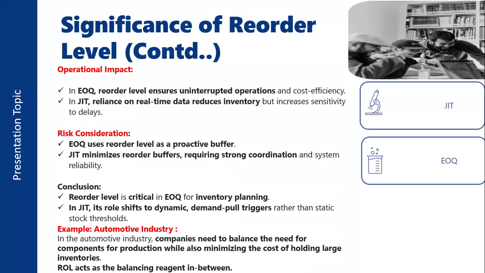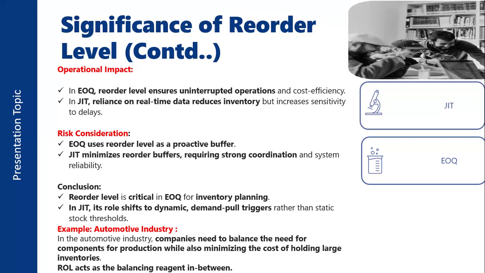EOQ uses reorder level as buffer. JIT minimizes the reorder buffer, requiring strong coordination with suppliers for reliability. This is how they work together to reduce the risk in production. As a conclusion, we can say reorder level is critical to EOQ inventory planning, and JIT's role shifts to dynamic demand push and pull triggers rather than static stock thresholds.